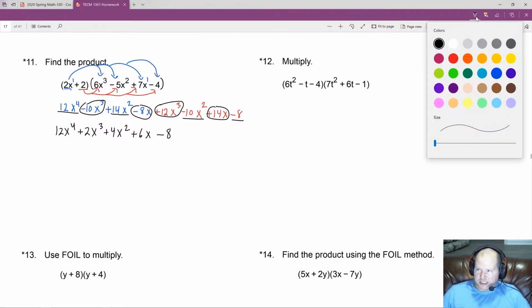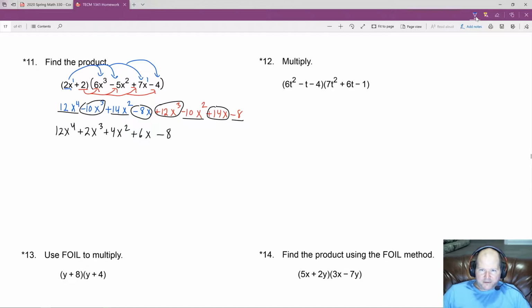So we'll move on to the next one. And now we have 3 terms times 3 terms. So we have a trinomial, 3 terms, times a trinomial, 3 terms. Okay, so we're going to multiply 6t squared by 7t squared. So 6 times 7 is a 42. And t squared times t squared is t to the 4th power because 2 plus 2 is 4.